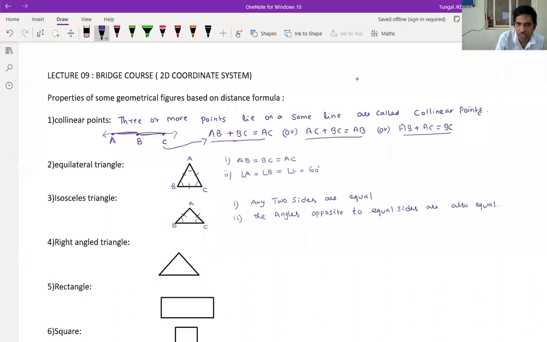So if AB and AC are both the same, then for this side this is the angle, and for this side this is the angle. So these two are also equal. Therefore, we can write AB is equal to AC, and one more condition is angle B is equal to angle C. So if you want to verify using the distance formula that the given points form an isosceles triangle, you have to prove any two sides are equal.